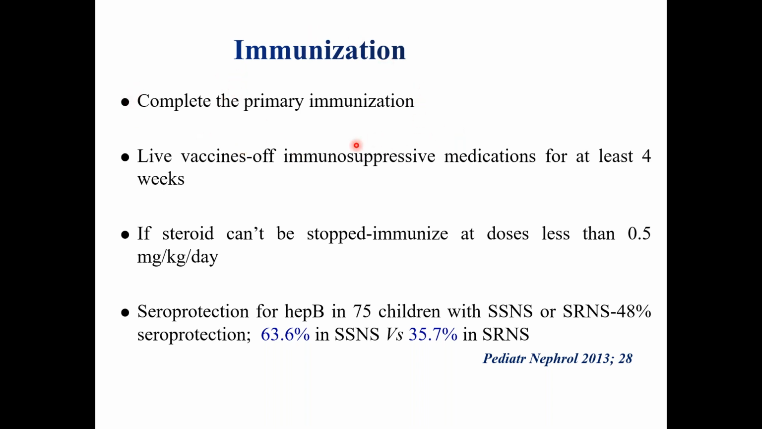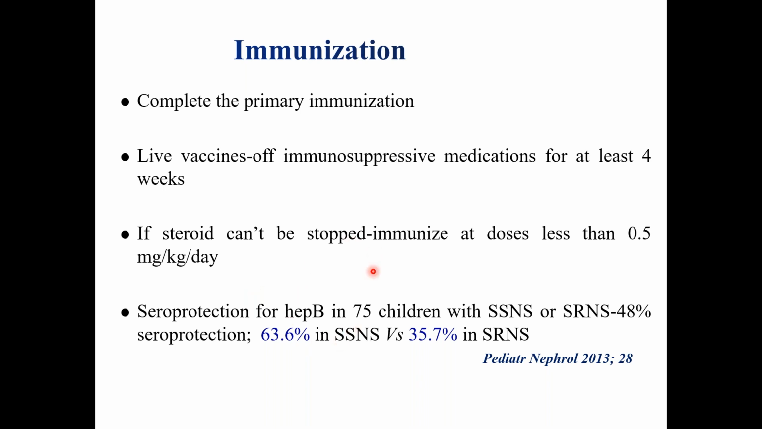So for prevention of these infections, it is very important that all these patients should have undergone their primary immunization. And when you give the vaccines to these patients, the live vaccines should not be given when the child is on steroids or other immunosuppressive agents. But if the steroids cannot be stopped, like in patients of steroid resistant disease or frequently relapsing disease, then you can immunize these patients once they are on a daily steroid of less than 0.5 milligram per kg per day.